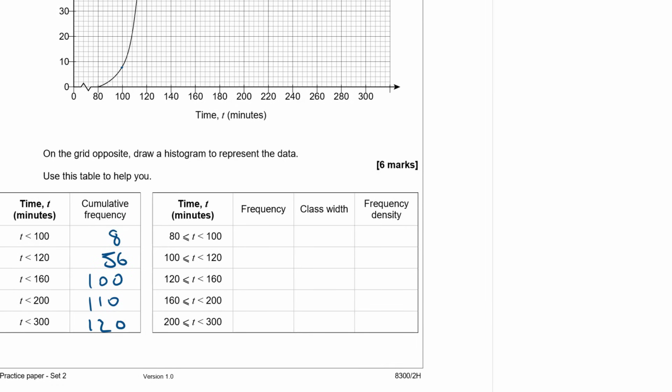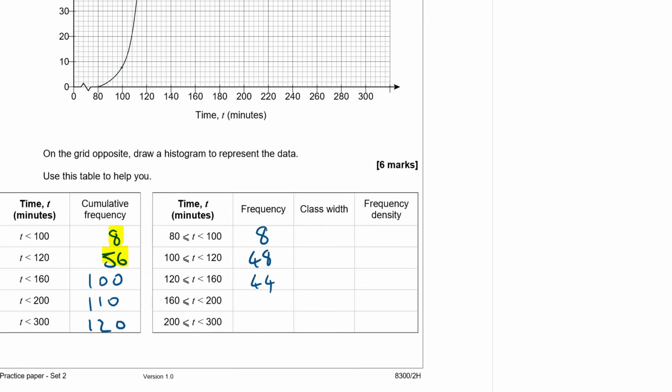Okay, so then we can work out the frequencies from our cumulative frequency. So between 80 and 100 must be all of those 8, so that goes in there. Between 100 and 120, that's going to be the difference between these two numbers. So 56 subtract 8 is 48. So between 120 and 160 is going to be the difference between 156, which is 44.